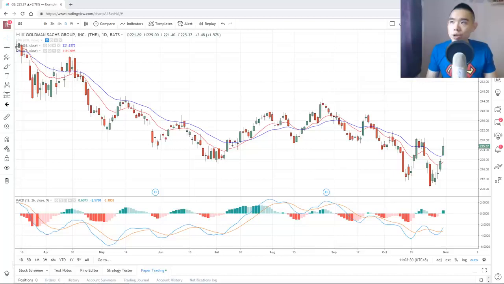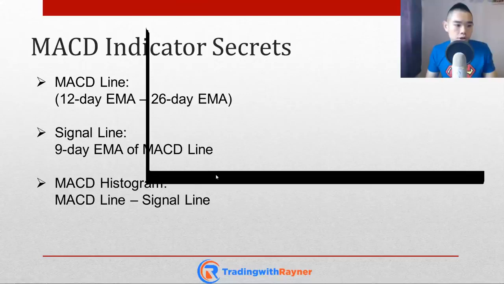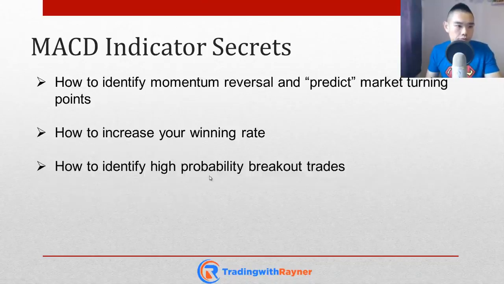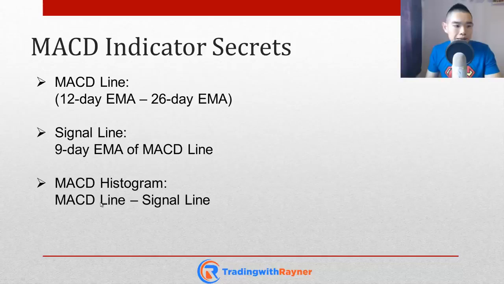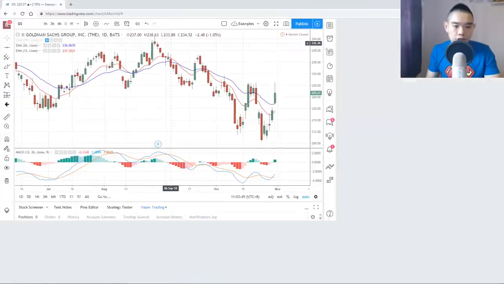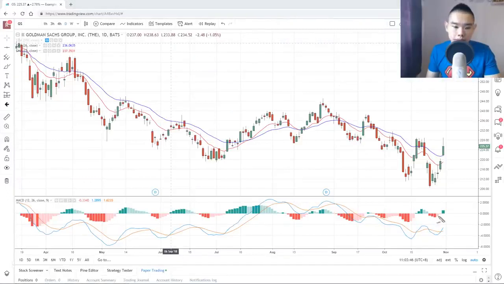If you recall, let's go back to the slides. The histogram is simply the MACD line minus the signal line. So you just take this MACD line, which is the blue one over here. The blue line minus the orange line will give you the histogram value. All you need to do is find the value of this blue line, the MACD line, minus the value of this orange line, and then what you get is the value of this histogram.